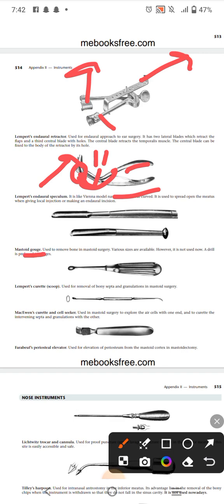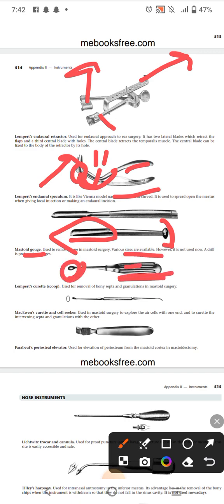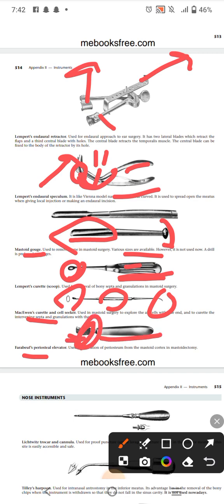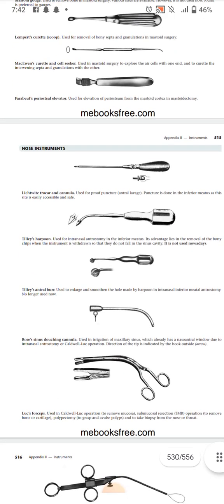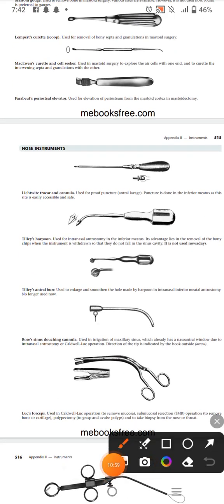This is mastoid gouge. This is its handle, and on the other side it has somewhat rounded, curved tips, and this is Lempert's curette. Striations are present over here, and it is scoop-like, and Macewen's curette and cell seeker. One handle, on one tip it has a probe, and on the other tip it has somewhat a spoon-like shape. This is Farabeuf's periosteal elevator handle, and its striations are seen here, but it is mainly the curved Farabeuf's periosteal elevator. Don't confuse it with Tilley's harpoon. Don't confuse this Lempert's curette with Tilley's harpoon, as we will discuss it in the next video.